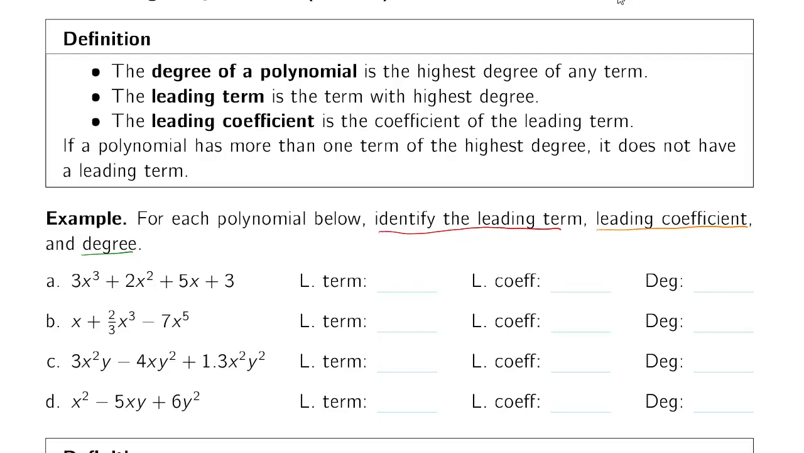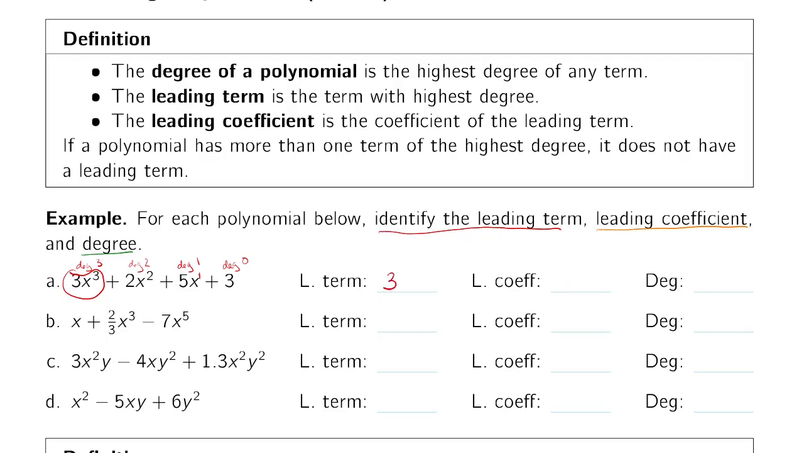So to identify the leading term, we need to look at the degree of each term. The degree of this term is 3, right? We have just x to the third. In this term, we have degree 2. In this term, this is x to the 1, so we say we have degree 1. And this is a little bit weird, right? We have no variables here. Well, no variables, that's 0 variable factors. That has degree 0. The term with the highest degree is this first term with degree 3.